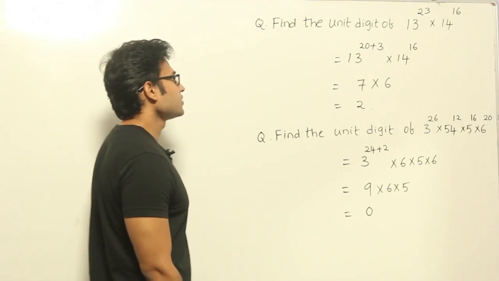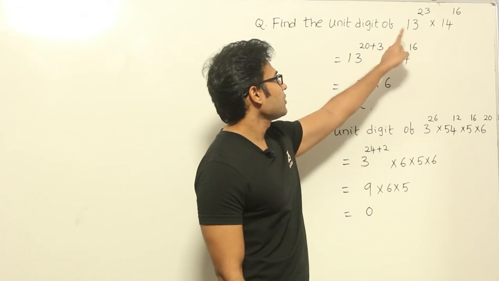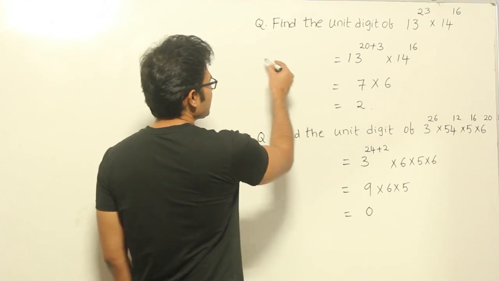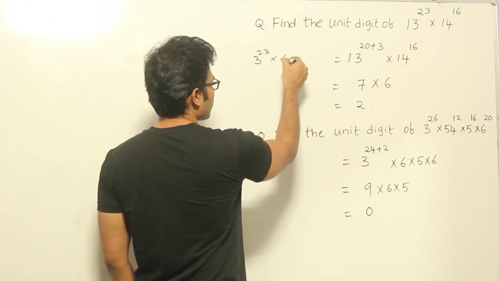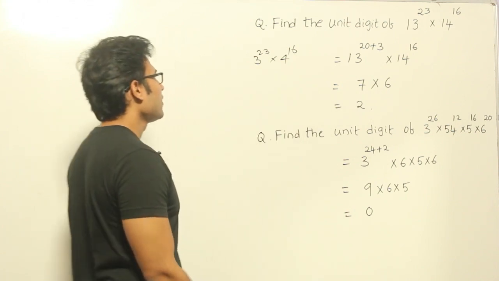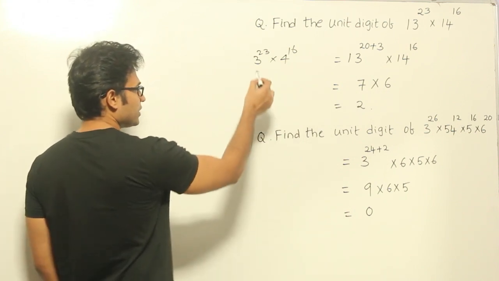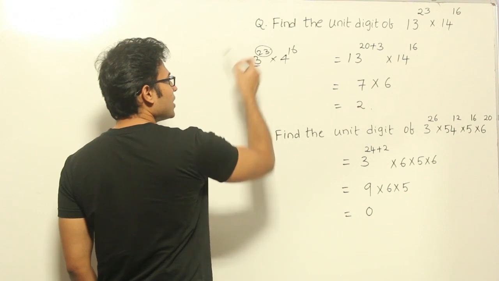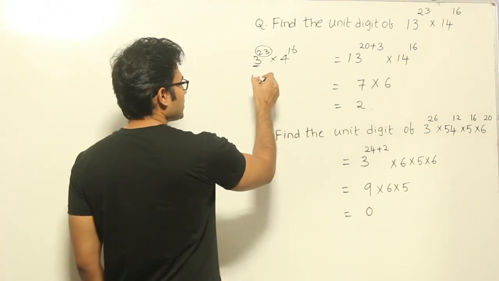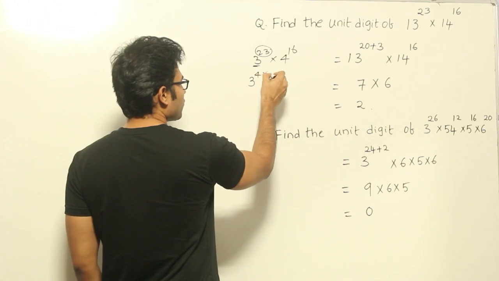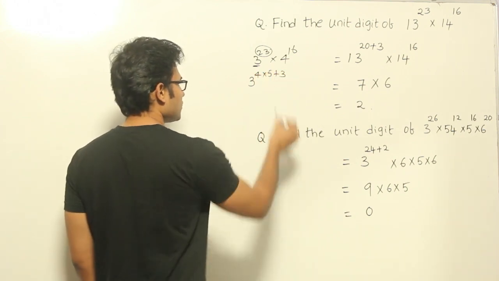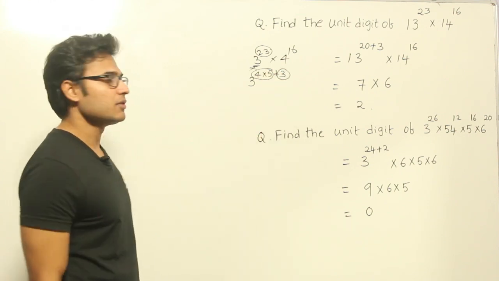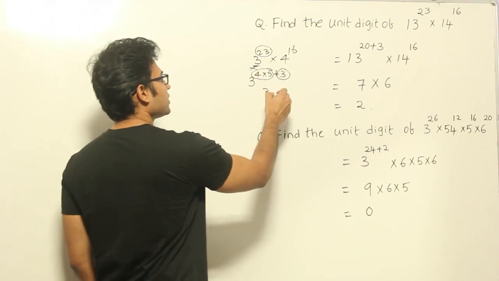Now let's see some examples on this concept. Find the units digit of 13 power 23 into 14 power 16, right? So you could take it as 3 power 23 into 4 power 16. Now what is 3 power 23? As you know, the cyclicity of 3 is 4. You have to write this number as a multiple of 4 plus some number, right? So you could write it as 3 power 4 into 5 plus 3. So this part could be ignored, and for the small number, this is as good as writing 3 power 3.